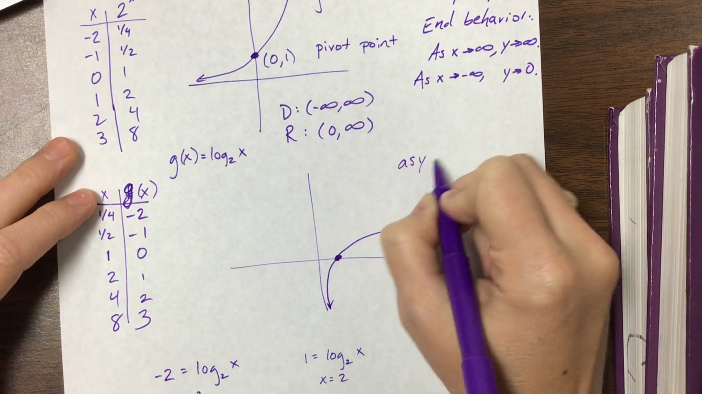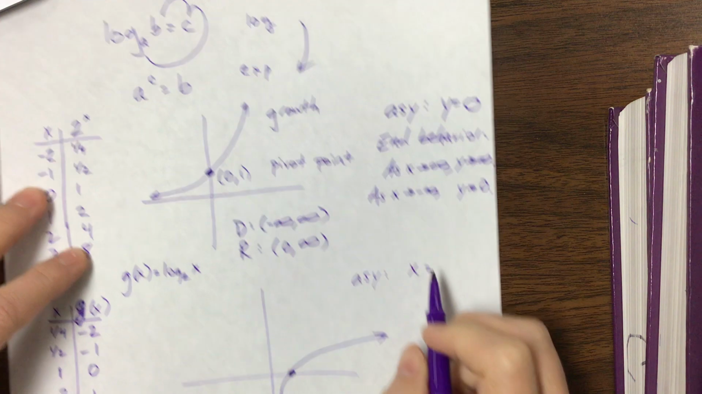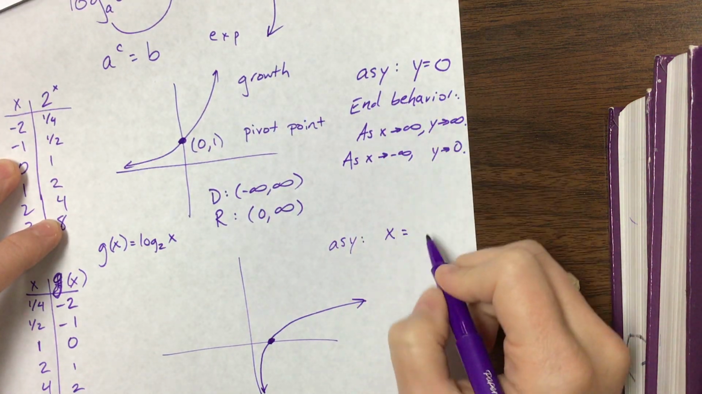So the asymptote now, it's no longer y equals 0. From before, we've switched x and y, and it's that.